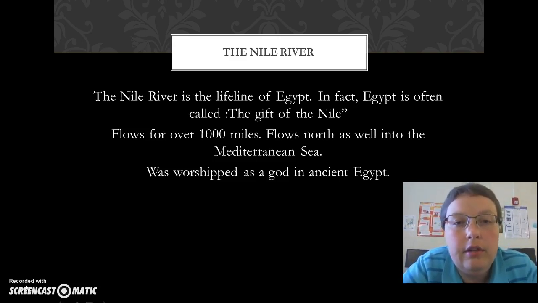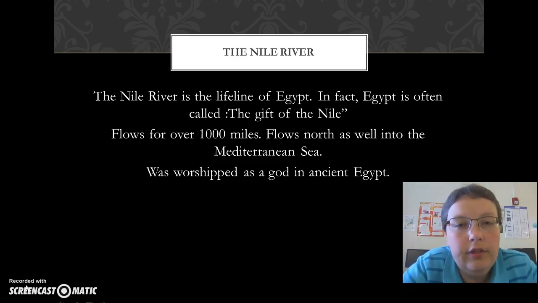The Nile River flows over 1,000 miles, and it's one of 2 rivers in the world that flows north. The other river is the New River, which flows through my hometown back in Virginia.